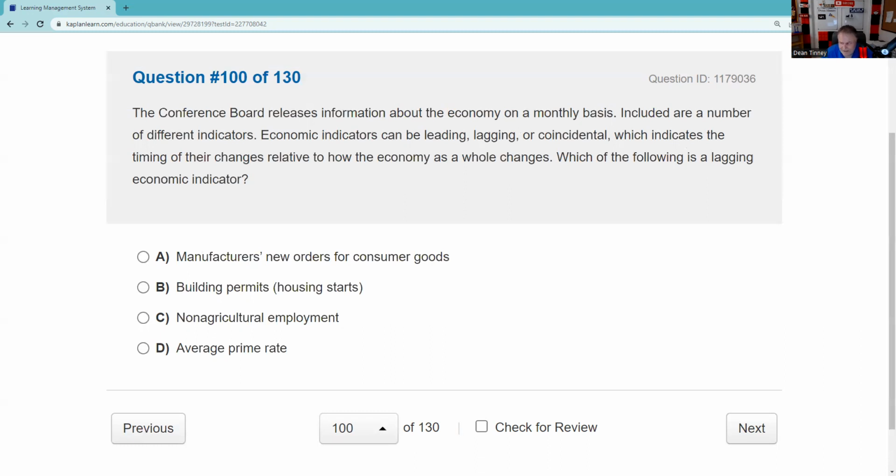Which of the following is a lagging economic indicator? Well, new orders, building permits, that's going to be leading. Employment is going to be coincidental. I wouldn't worry about this at all. I would definitely know that 2 calendar quarters of declining GDP describes a recession. I would definitely know stock prices are a leading economic indicator. I would know 6 calendar quarters of declining GDP is a depression.